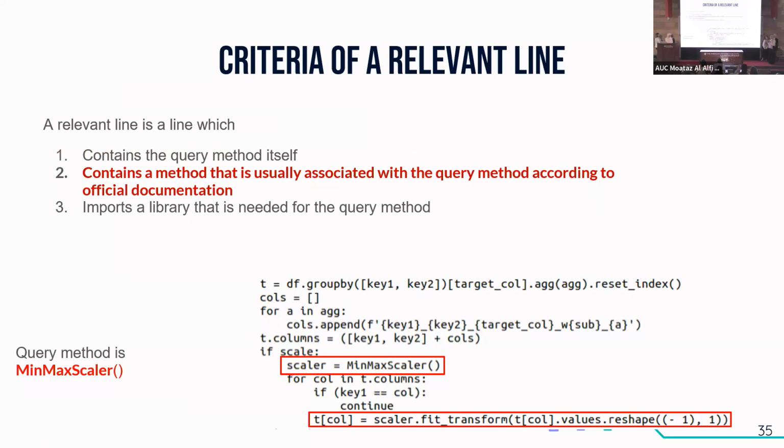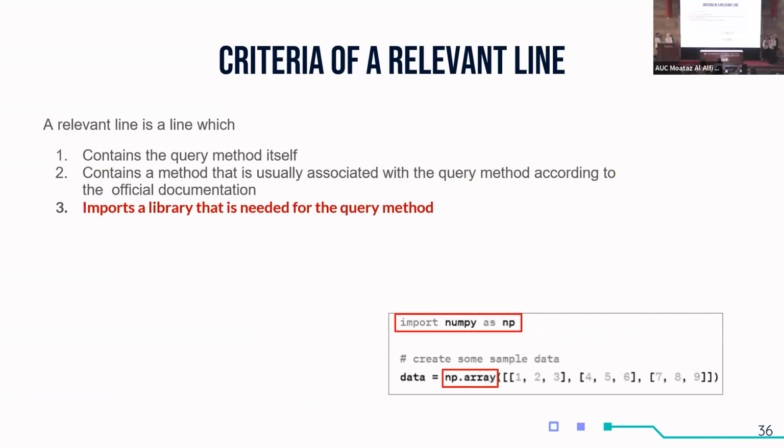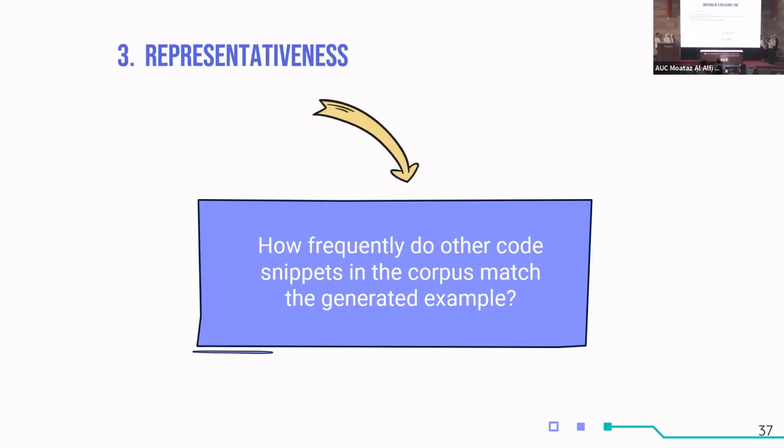So for example, here, the line containing fit transform is also relevant because fit transform is usually associated with MinMaxScaler. As for the last criteria, if a line imports a library that's needed by the query API, this means this line is relevant. So for example, here we need to create an array, so we import NumPy. That means the line in which we import NumPy is also relevant.